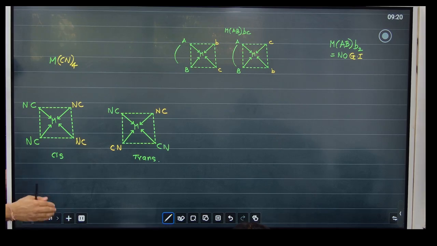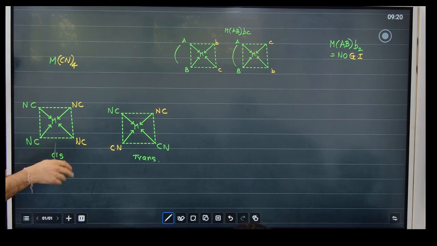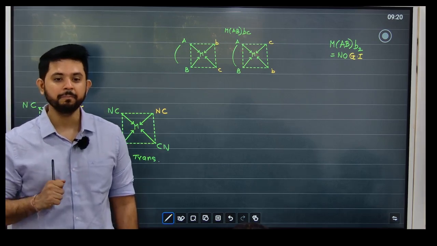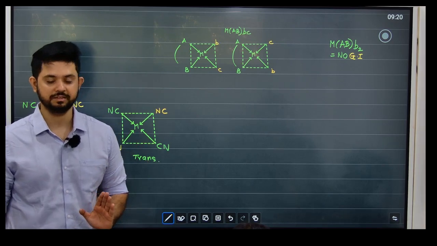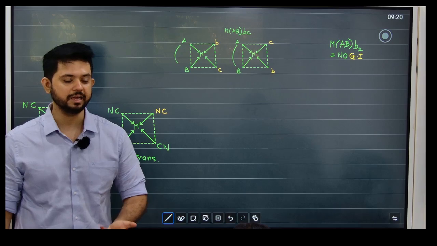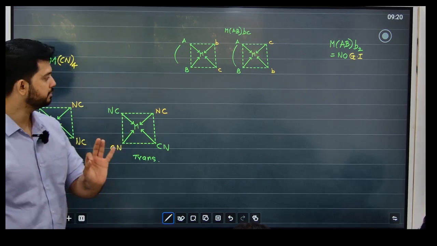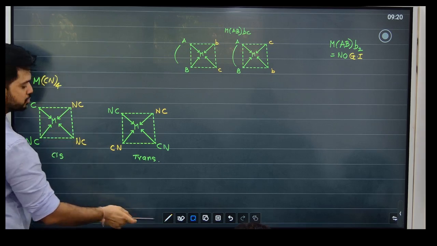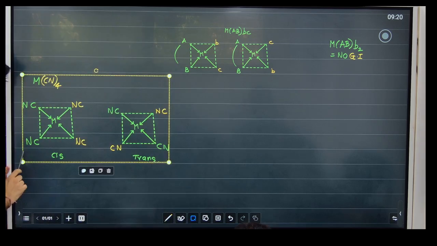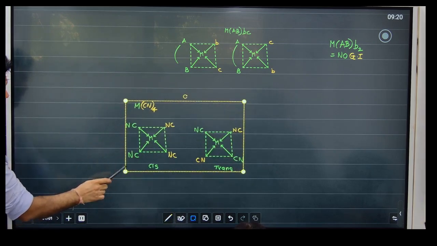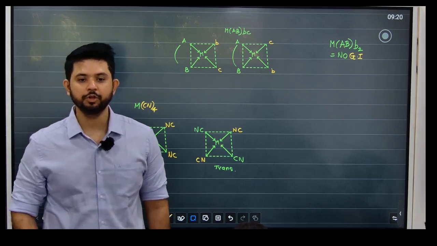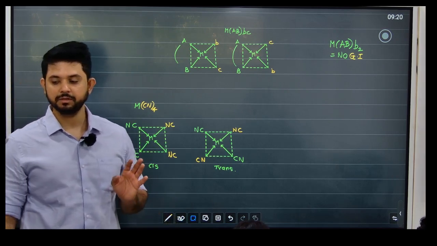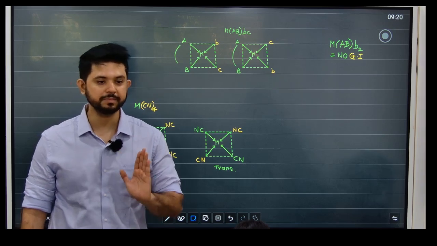But then, if we add this exception to every non-GI compound we have written, infinite combinations will come up. For example, if I say MA3B and I make that A also CN, saying that it is ambidentate, then that will also show GI. But we are not doing that. Just write one example, that even though it is MA4, it can show GI, something like this, because of its ambidentate nature. Did you get that? Yes or no? So this was GI in coordination number 4, square planar complexes.